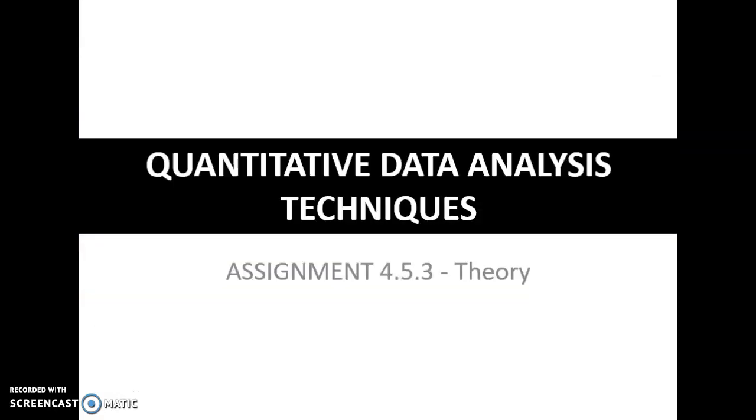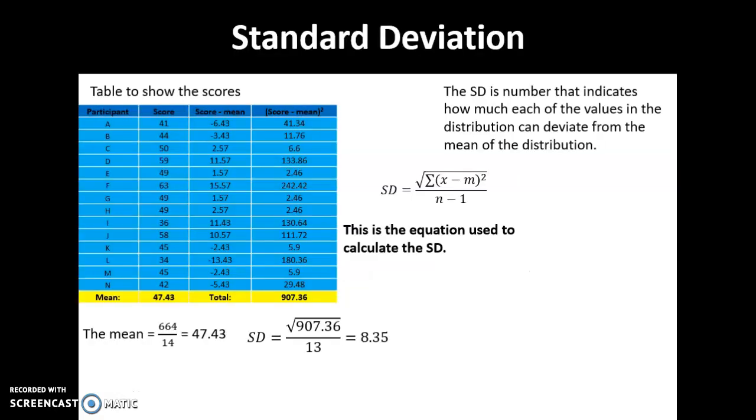So, point 3, standard deviation. The standard deviation indicates how much the values in the distribution can deviate from the mean of the distribution. On the left here, you've got the table. This table has the participants and their score. You then use the score minus the mean. I've calculated the mean at the bottom, and it was 47.43.